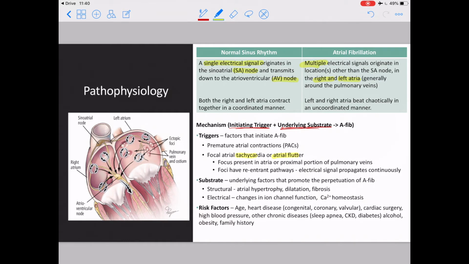There are a few different risk factors. Some big ones here are age and heart disease, obviously. High blood pressure, other chronic diseases. Sleep apnea is very common. Alcohol, you'll see very often. And then also family history and obesity. There are a lot of risk factors for this disease. And it is actually the most common arrhythmia that's seen. So you are more than likely to see this on the wards when you're in the hospitals.